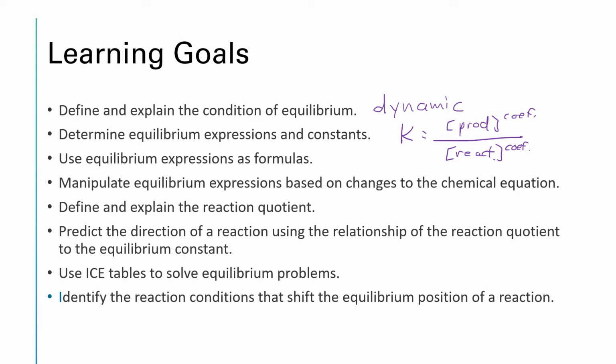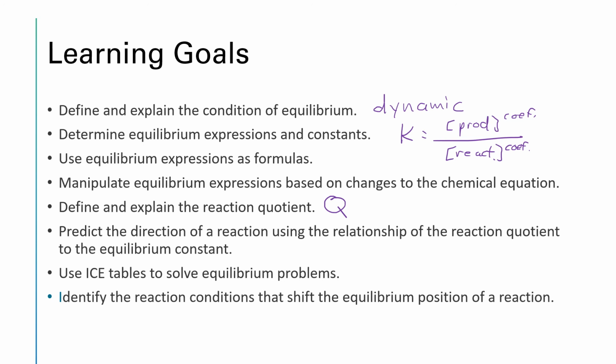We took a look at the reaction quotient. The only difference between Q and K is that you can calculate Q at any time. You can only call it K if the reaction is actually at equilibrium. If Q is bigger than K, that means you have too many products, so the reaction will go in the reverse direction to reach equilibrium. If Q is smaller than K, then you don't have enough products, and so it'll go in the forward direction to reach equilibrium.